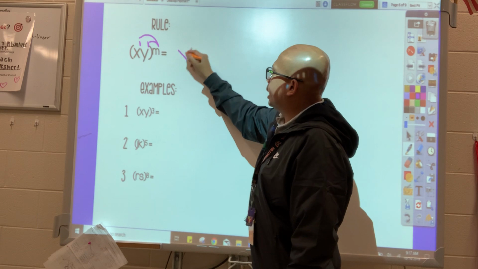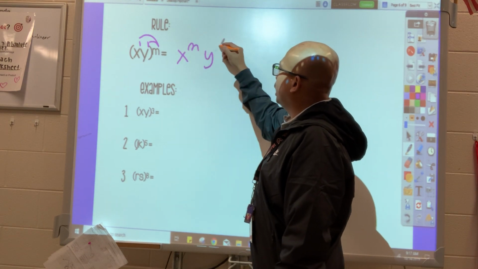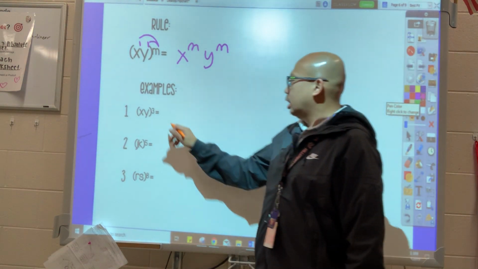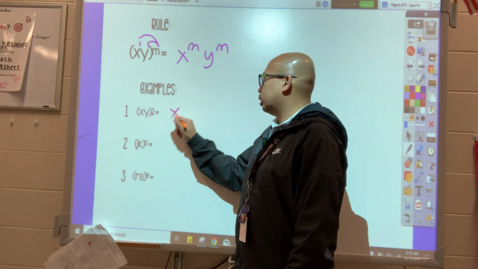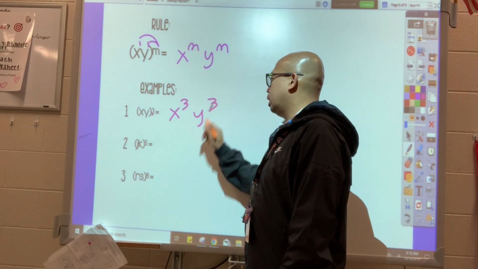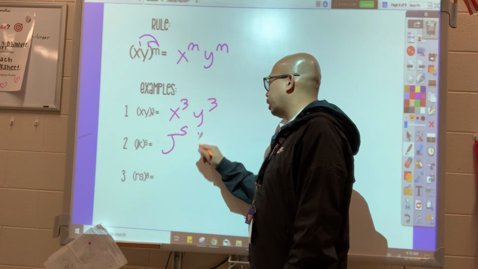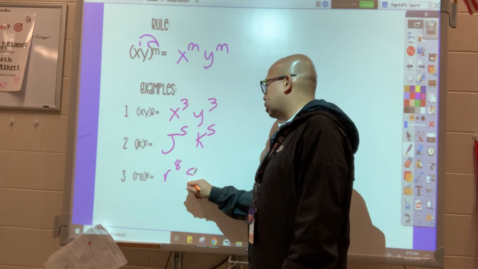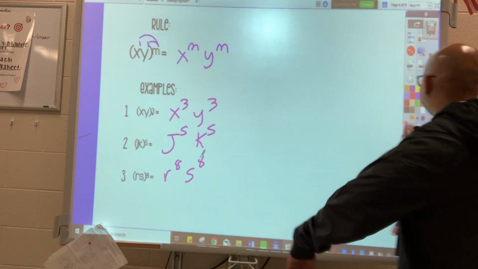So this will become x to the m, y to the m. For this case here, you distribute the 3: x to the 3rd, y to the 3rd, j to the 5th power, k to the 5th power, r to the 8th, s to the 8th.